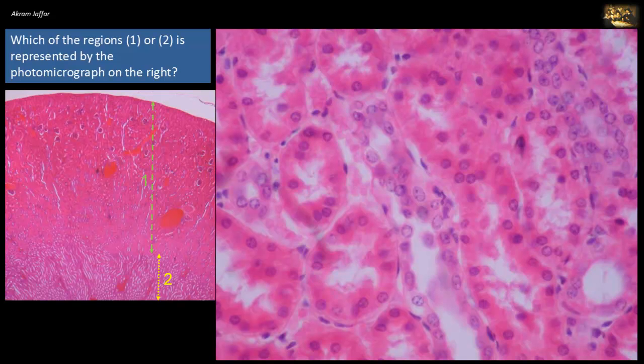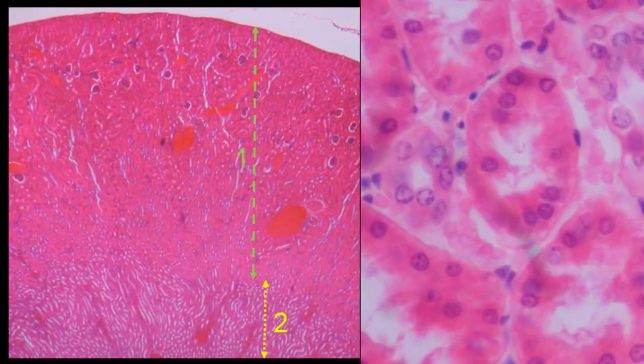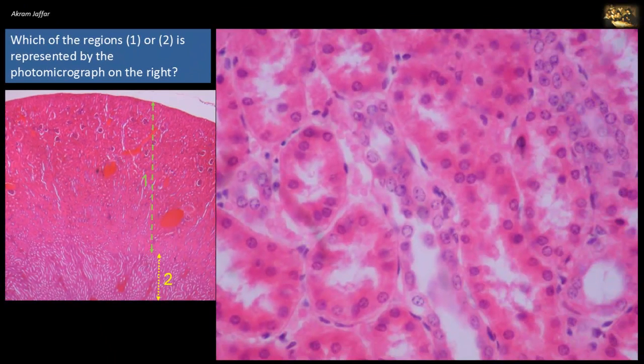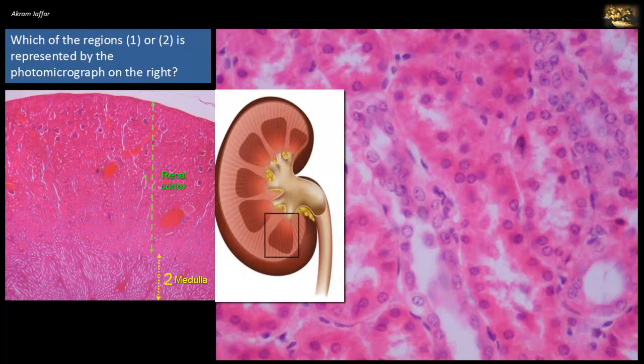Which of the regions, 1 or 2, is represented by the photomicrograph on the right? The slide on the left shows a section of the kidney where 1 represents the renal cortex showing multiple renal corpuscles, whereas region 2 is the medulla, where only tubules can be observed. In fact, it is here showing only the base of the medullary pyramid, not the entire extent of the medulla.